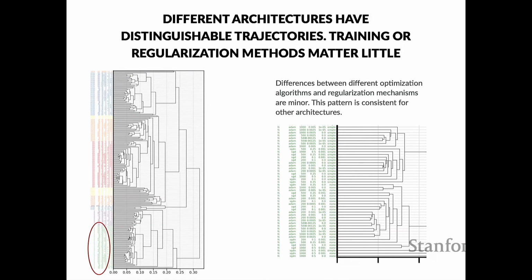So architectures is the predominant thing that distinguishes trajectories in these spaces. Within each cloud of architectures, the optimization algorithms cluster themselves into separate clusters. Okay? But basically, different architectures is what determines the differences in the learned models. Training hyperparameters or regularization hyperparameters basically do not matter.